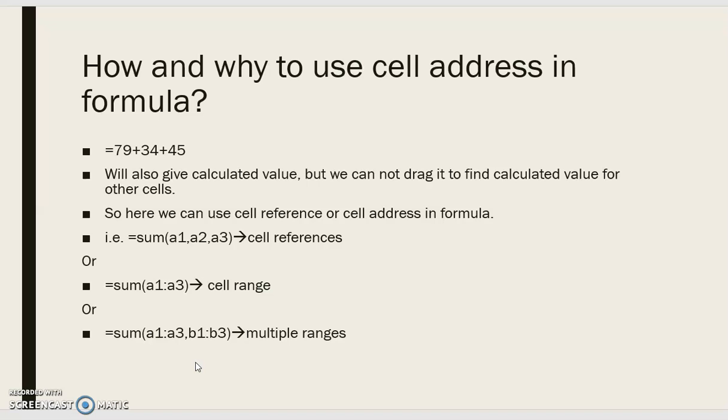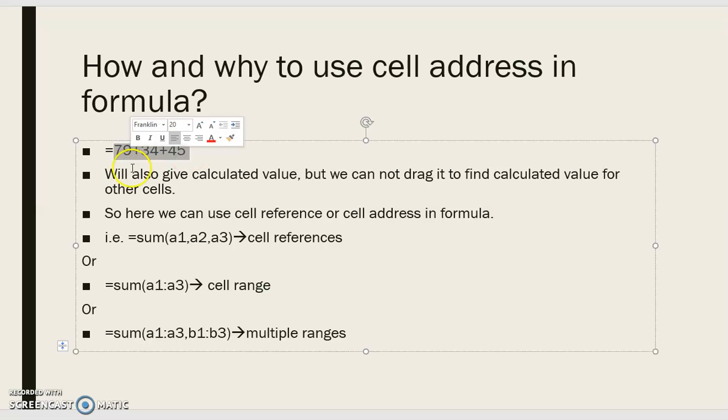How and why to use cell address in a formula? Here you can see I have written one formula. This is also a formula, calculation equal to 79 plus 34 plus 45. This will also give us the result of addition that we want, but we cannot drag it to find the calculated value for other cells. So here we can use cell reference or cell address in the formula.